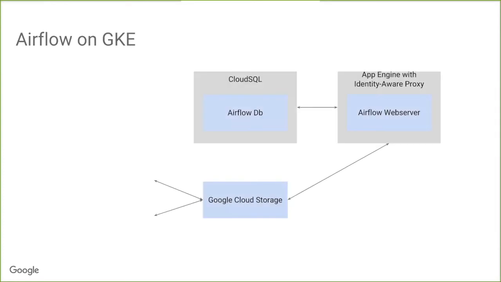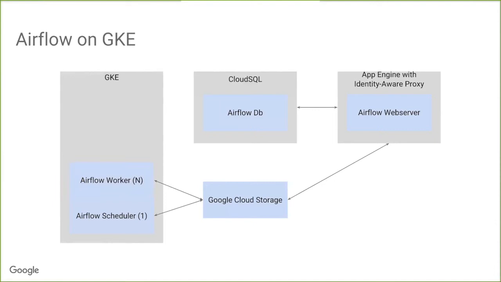So one more look at this overall architecture. Just a little bit more detail about GKE. So we have one Airflow scheduler running. You're not really supposed to have more than one running, as far as I know. Yeah, so N Airflow workers, so you might start at one, but you could go pretty high if you want to.